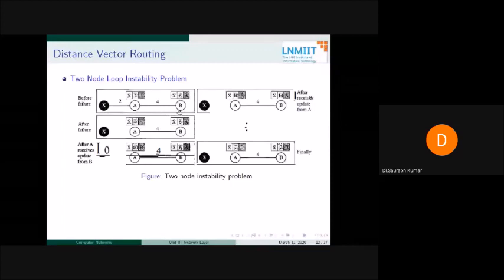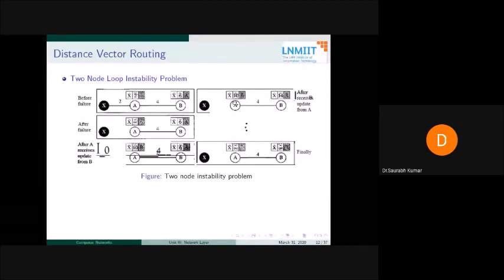At the beginning, both the nodes A and B know how to reach X. From A to reach X, the distance is 2, and from B if you want to go to X, the distance is 4 plus 2, that is 6. Okay, so suddenly it may be possible at some point of time, as shown by the figure over here, that there is a disruption in the link, and the link between X and A fails.